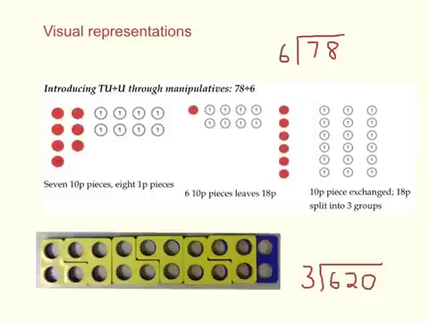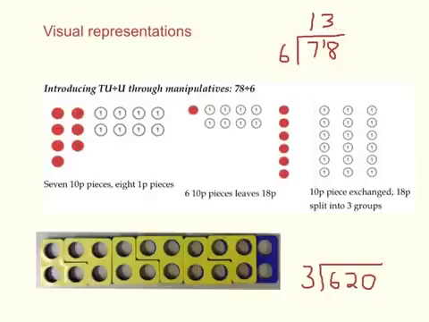Manipulatives are used to introduce short division. Here, showing 78 in tens and ones, I can understand that sharing 7 tens by 6 means 1 ten and 1 as a remainder. Now I'm left with 18. 18 divided by 6 is 3, with no remainder.